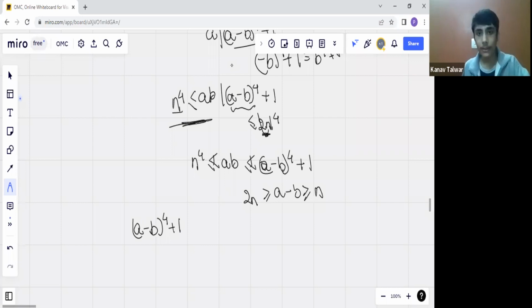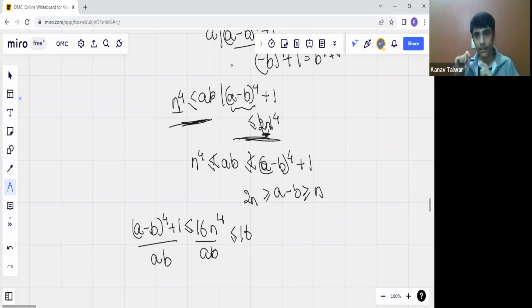And on the other hand, this is the part that we've used till now, and so now we'll use this part. So we have, this is at most 2n to the 4, which is 16n to the 4. So the quotient of (A minus B) to the 4 by AB, this part, is at most 16.